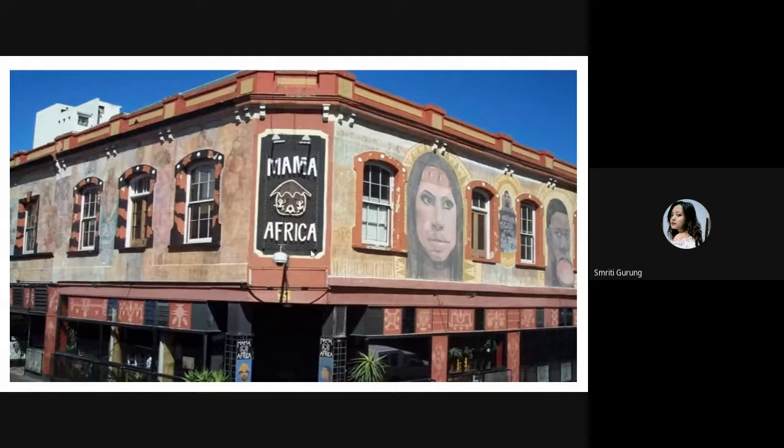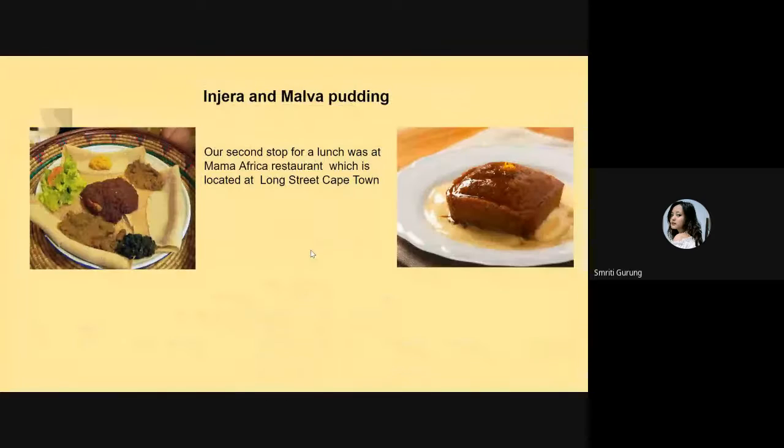It is located on Long Street, Cape Town, South Africa. After we reached there, we entered the building for lunch. The restaurant was decorated with so many creative things, art and color, which represent their culture. The visit to the restaurant was amazing and the staff were very nice.